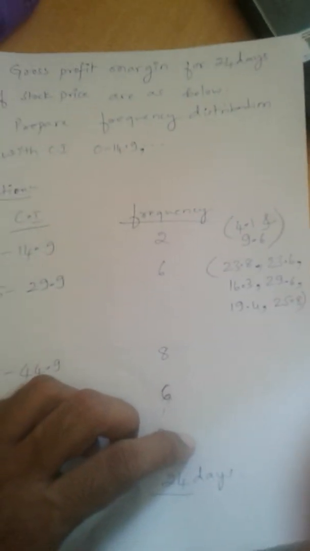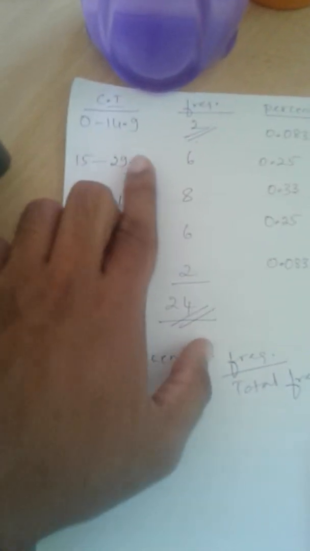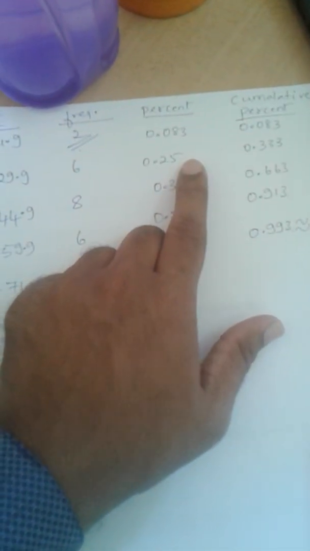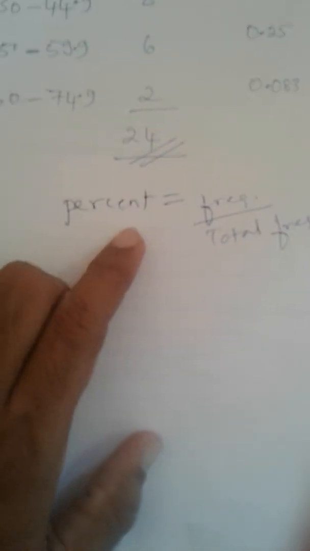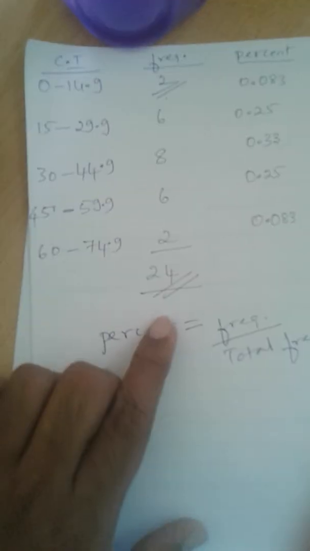The next question is to determine the Ogive curve. For the Ogive curve we have to prepare the cumulative percentage. How to prepare that? These two columns are taken from the previous page, where we did all these calculations. Next, for percent: percent is equal to the frequency divided by the total frequency. For the first class interval, that is 2 divided by 24.